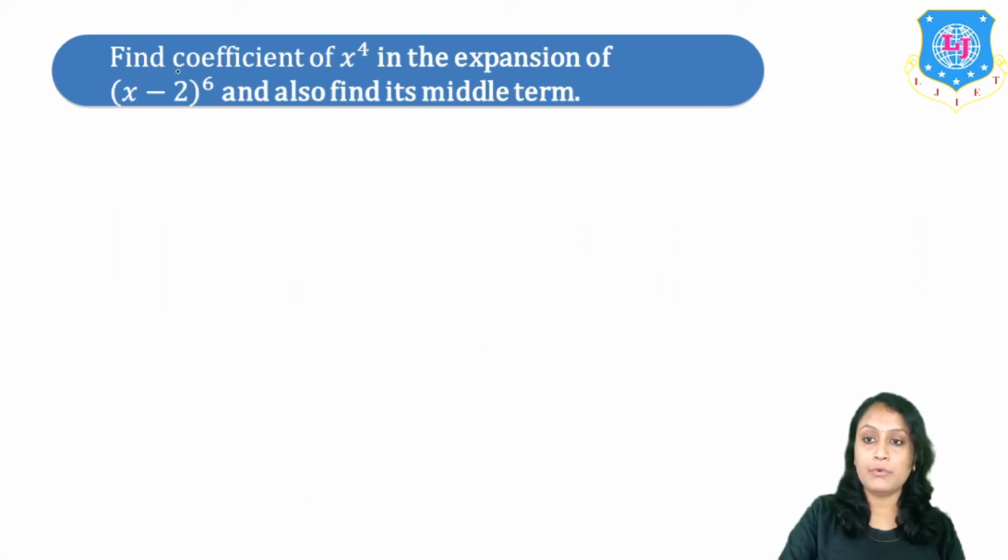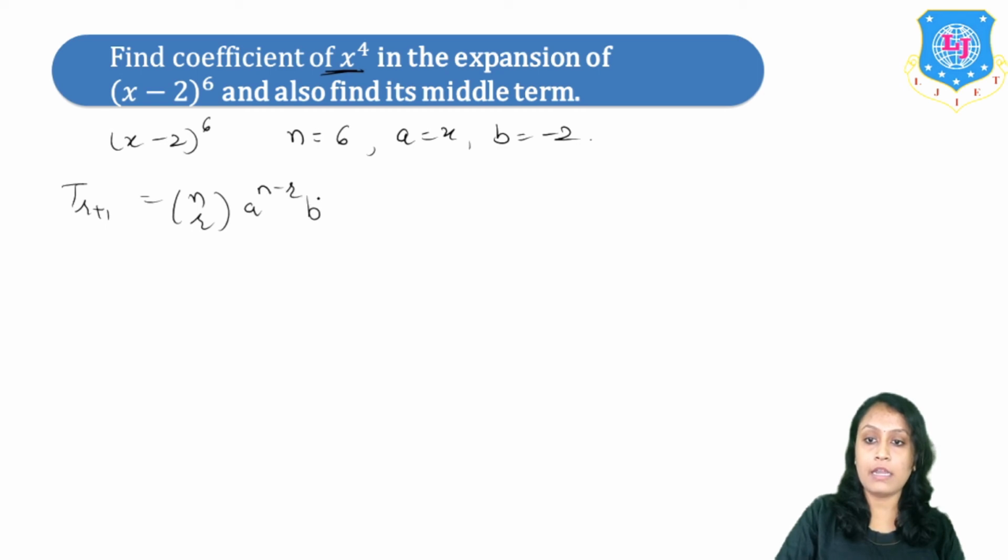Now let's move to the next example. Find the coefficient of x raised to 4 in the expansion of x minus 2 whole raised to 6 and find its middle term. So in this question we are asked that we need to find the coefficient of x raised to 4 and x minus 2 whole raised to 6 is given to you. So here n is 6, a is x and b is given minus 2. We have the formula to find the nth term, that is nCr, a raised to n minus r, b raised to r. So we'll substitute this term.